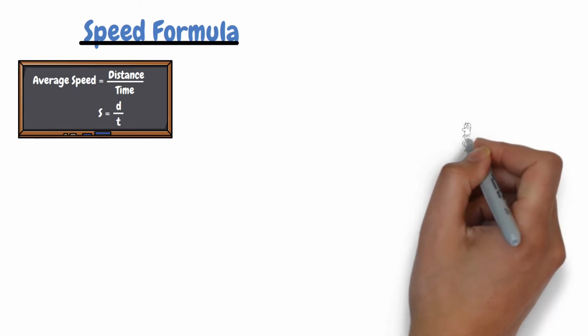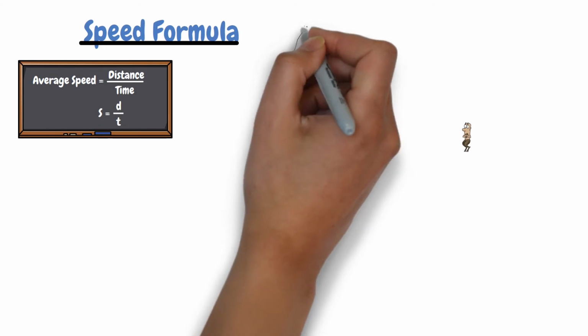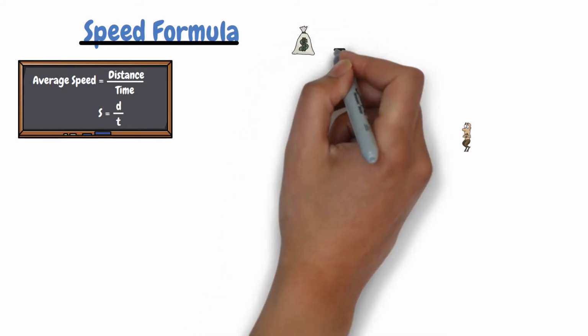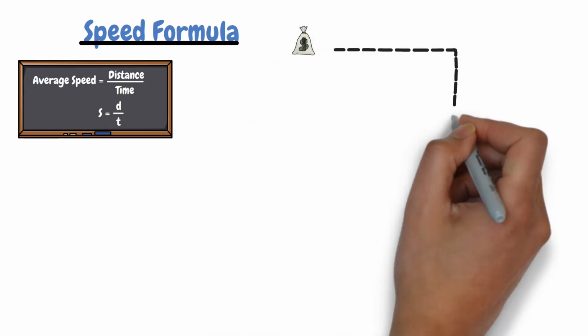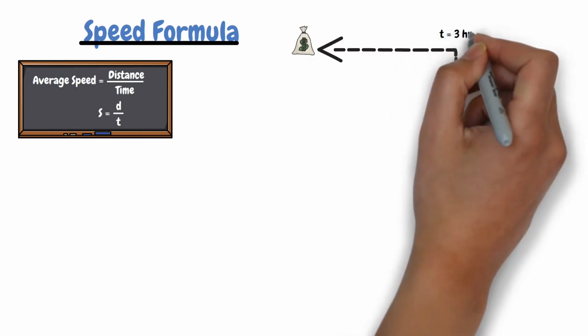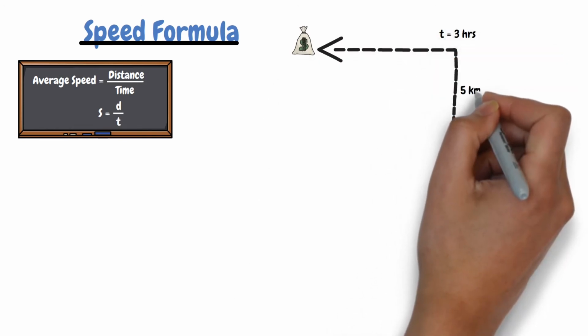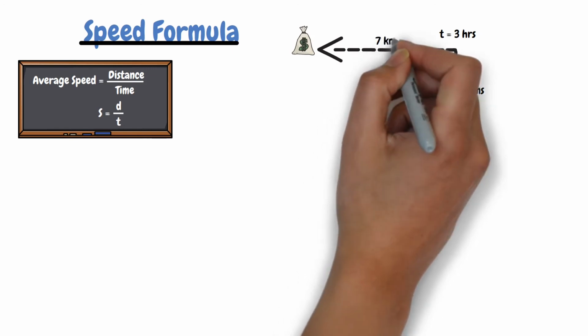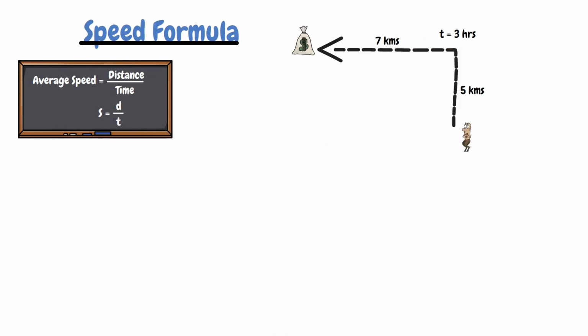So here's an example. This is me. My goal is to travel to the bag of money. I need to calculate the speed to get to the bag of money in 3 hours. To get there, I will need to travel 5 km north and 7 km west.